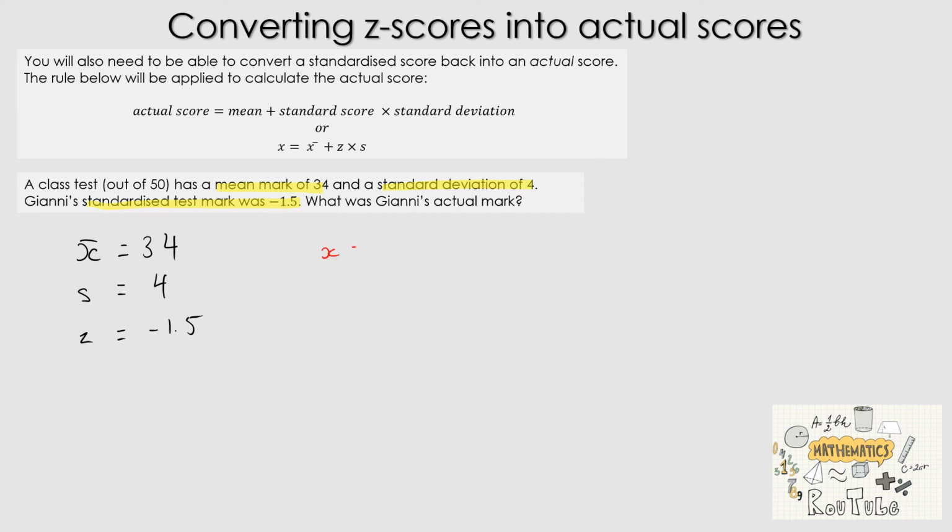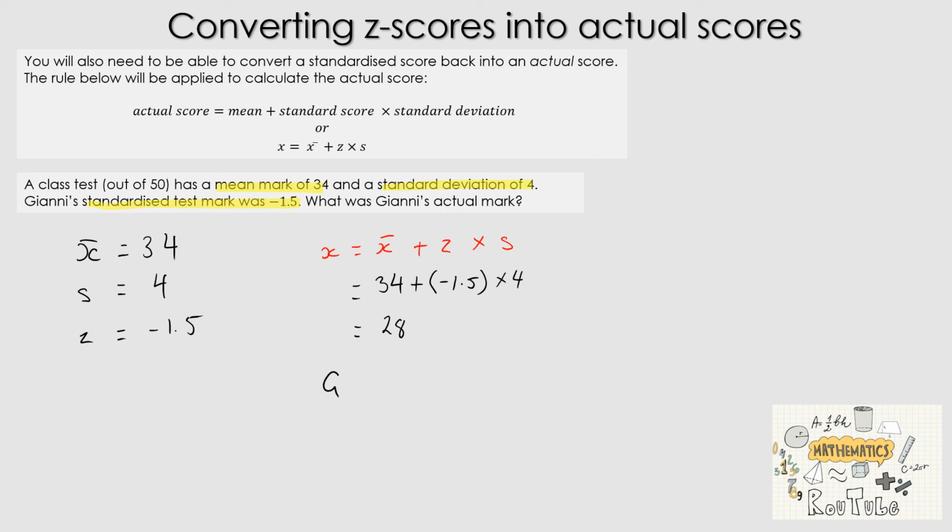So we've got x equals x bar, which is the mean, plus z multiplied by the standard deviation. Let's substitute the values in now. We've got 34, and now we're adding a negative number, so we can put it in brackets, plus negative 1.5 multiplied by the standard deviation, which is 4. Put that straight into the calculator, and it should give you an answer of 28.